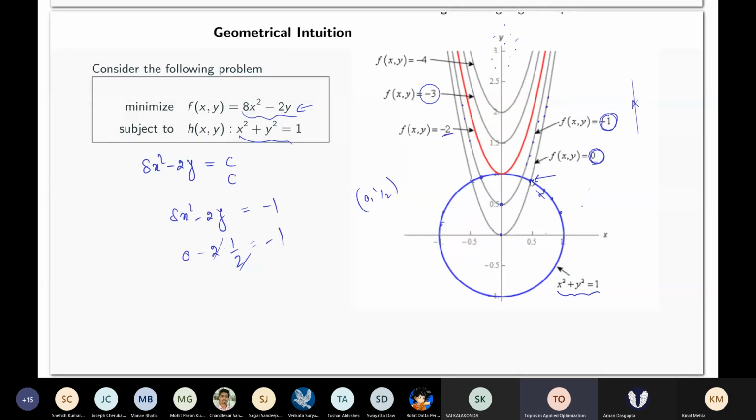But is this the smallest possible value I'm getting? No, I'm getting 0 here. Then I move and explore further, and I find some other level curve. I check, is this the smallest possible value? No, I'm getting -1. So far, -1 is the smallest. But we also know that there are infinitely many level curves, I have not drawn these intermediate ones. There could be so many level curves. Now the question is how far I will move and keep hitting smaller values.